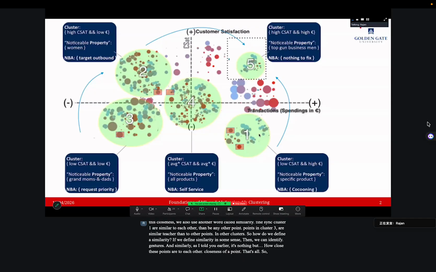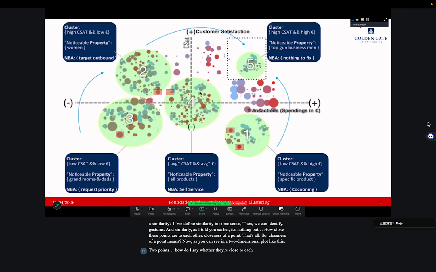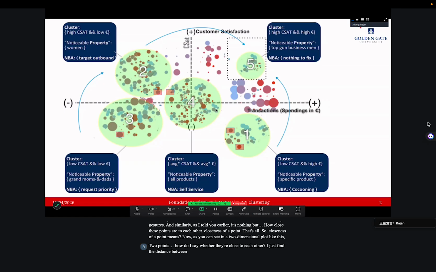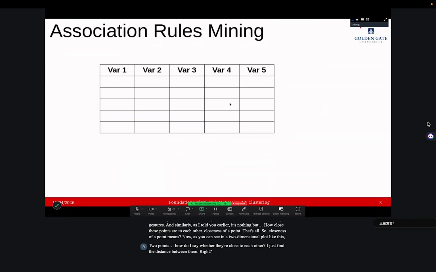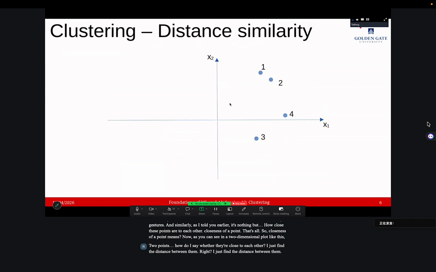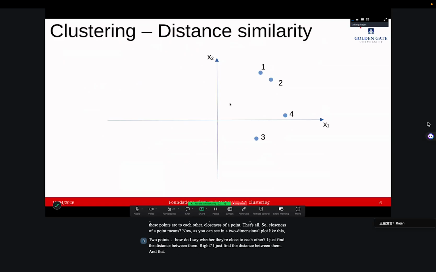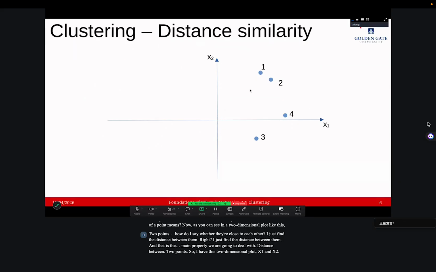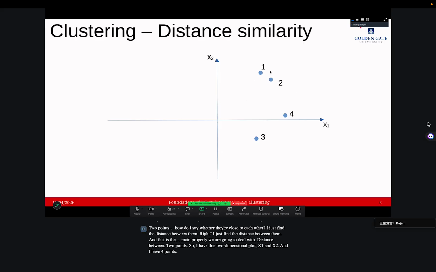So closeness of a point means, as you can see in a two-dimensional plot like this, with 2 points, how do I say whether they are close to each other? I just find the distance between them, right? And that is the main property we are going to deal with. Distance between 2 points. So I have this two-dimensional plot, x1 and x2, and I have 4 points denoted here.